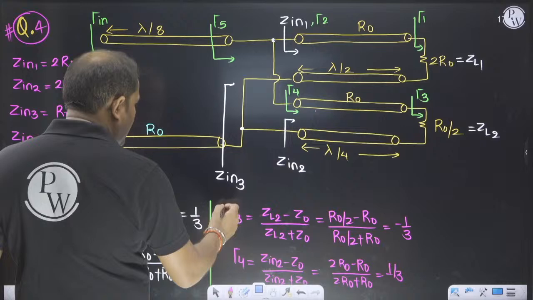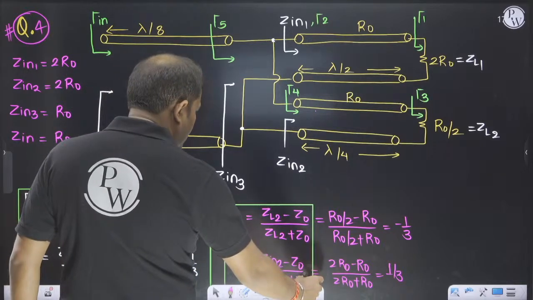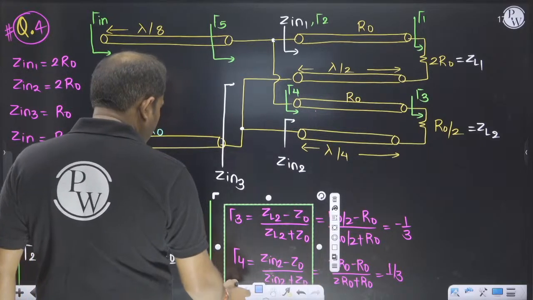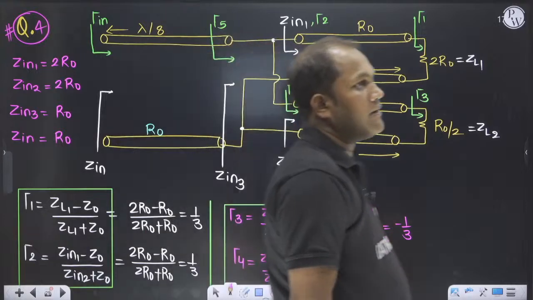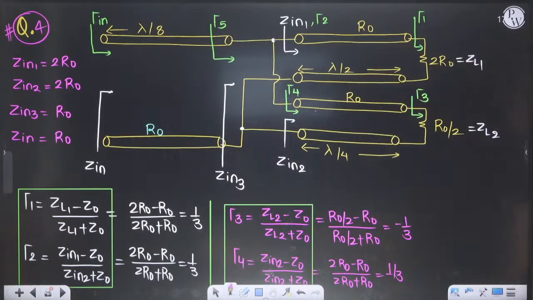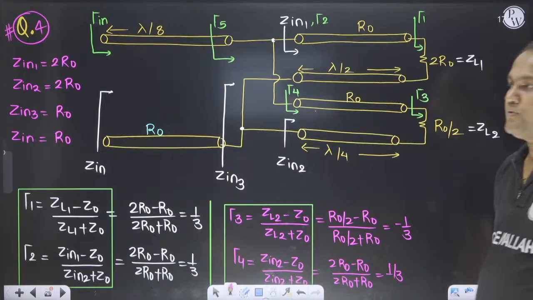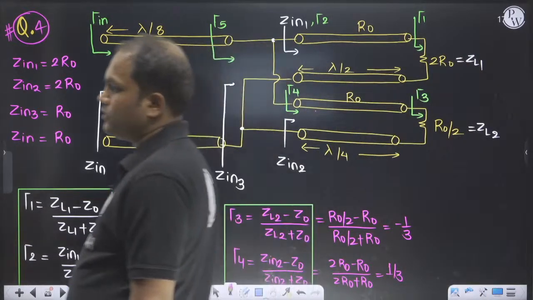So we have calculated everything: gamma 1, gamma 2, gamma 3, gamma 4. And again I will give some formula, so you can write it down. I am going to the next page.